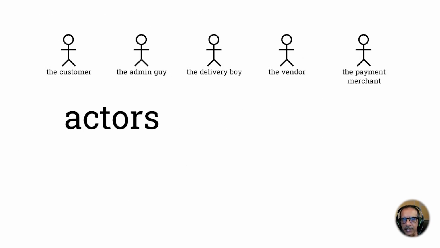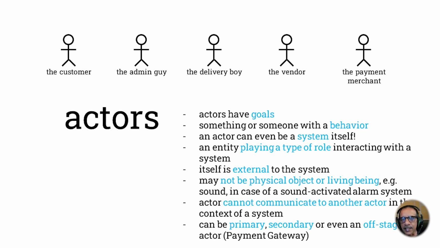I mentioned actors. In this case, these people are the actors, though there may be more. All actors have goals. They are here with a purpose. They are about to do something. They are the users of the system. Actors don't necessarily have to be human beings. Even systems, external systems, can be actors. In the above, the payment merchant, a financial institution which authenticates and validates payment, is also an actor.